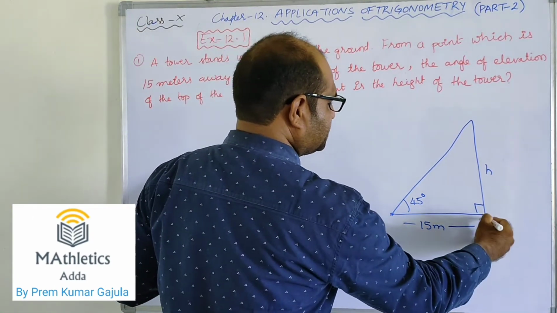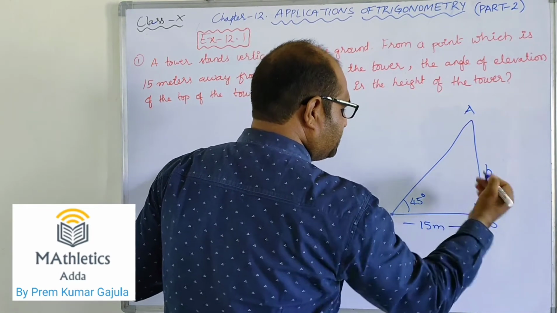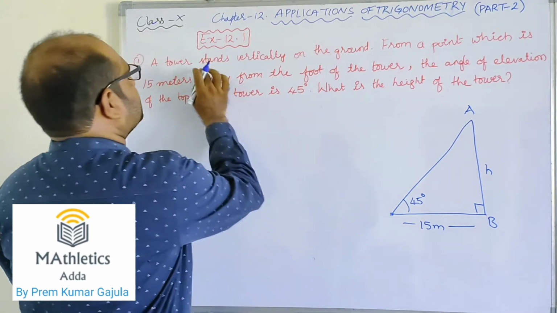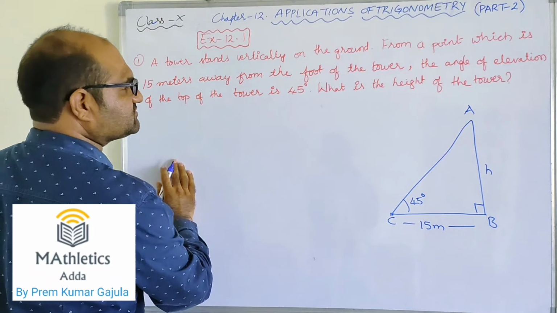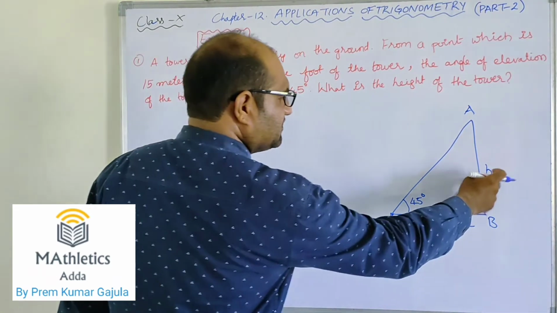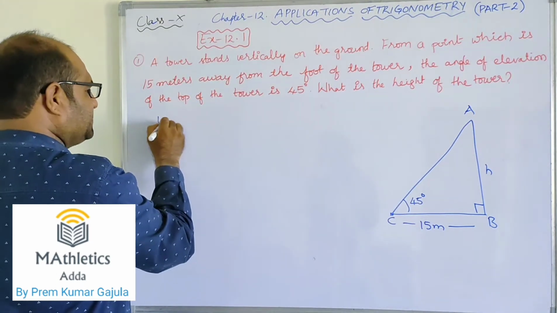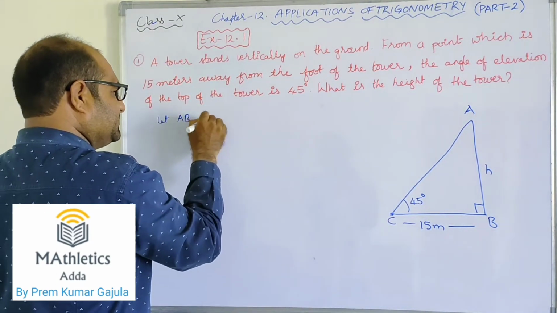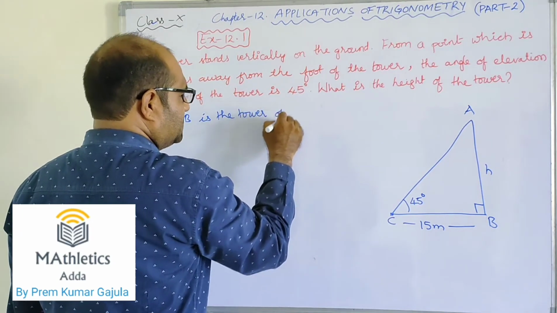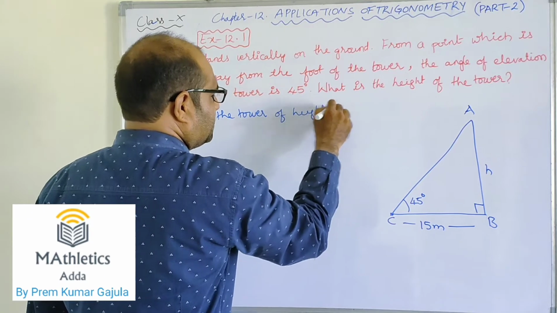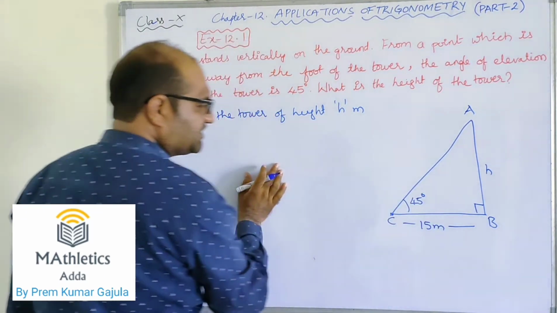Let us suppose that this is my tower AB and this point is C. Now you can start the solution. From here, we have to find out H. So first of all, let AB be the tower of height H meter. This is not given, we are only taking it as H.